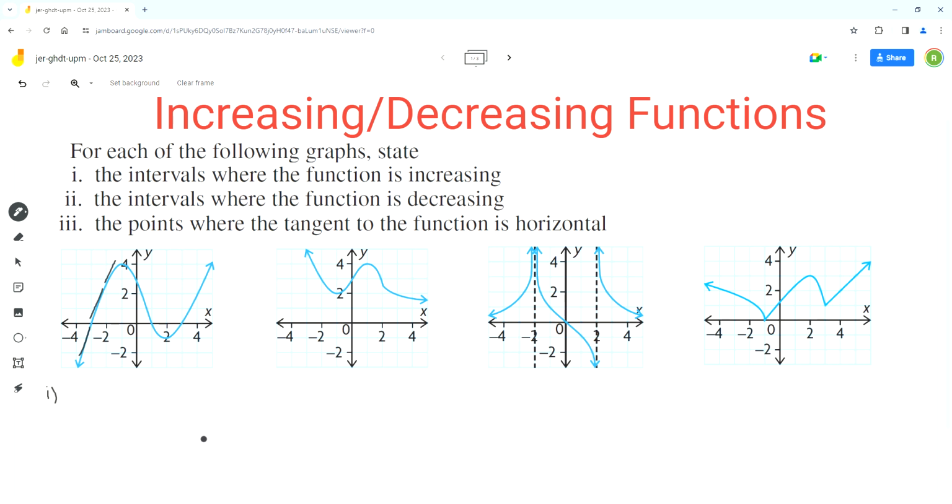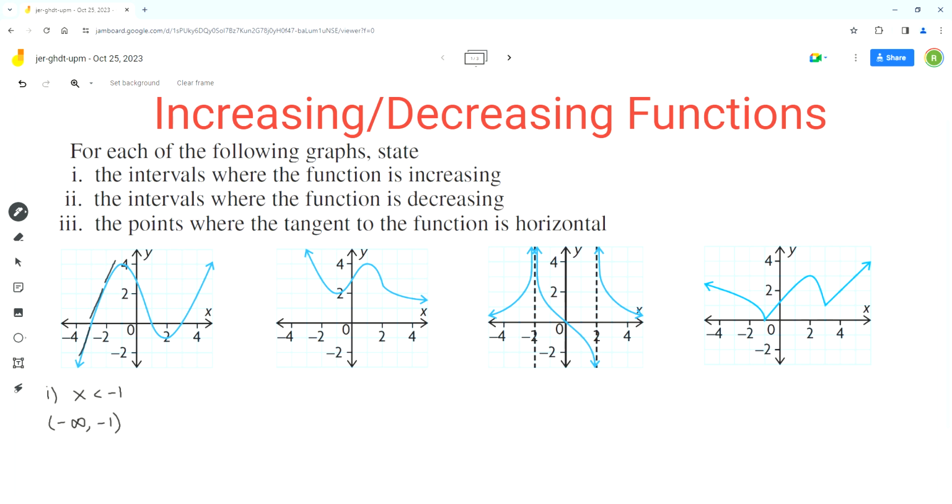So therefore, this function is increasing for all x values to the left side of this point -1. So one interval for which this function is increasing is x is less than -1. Now in interval notation, we can write this interval as -infinity to -1, and we'll use the rounded brackets because the endpoints are not included.